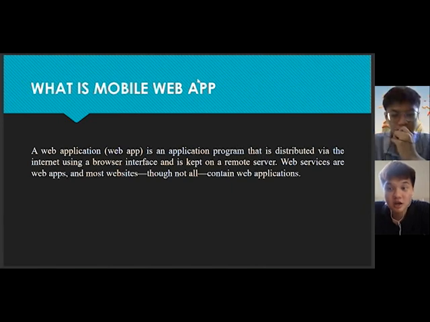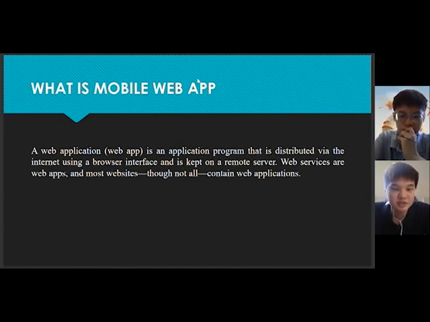Okay, so first of all, I will present the description of the types of application. What are mobile web apps? A mobile web app, which is a web application, is an application program that is distributed via the internet using a browser interface and is kept on a remote server. Web services are web apps, and most websites, though not all, contain web applications. It means we just go to the browser and browse to the website only.